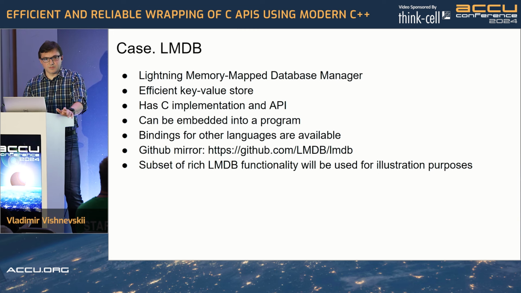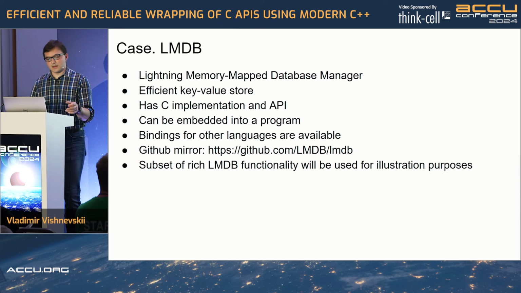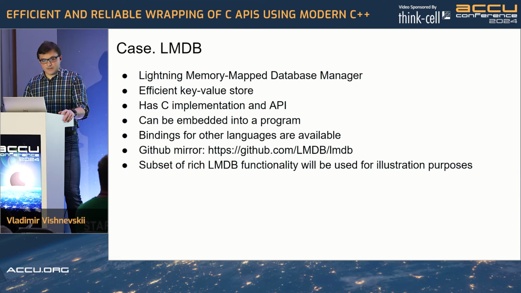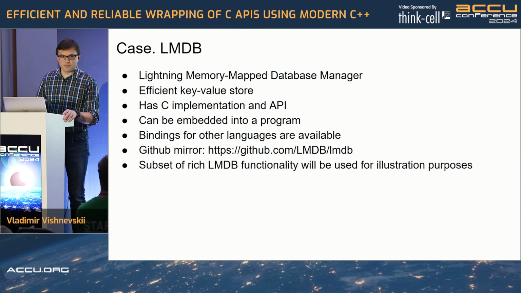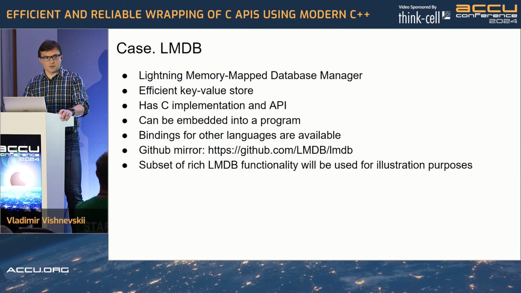In this talk, it's LMDB. So this is a Lightning Memory-Mapped Database Manager. This is an efficient key-value store that is written in C and has the primary API in C. It's open source, and bindings are available in many different languages. We will look at some subset of this functionality just to see the typical features of a C API. We will not be really focusing on this particular framework, but it will be very helpful.